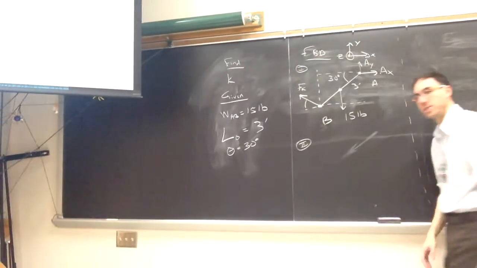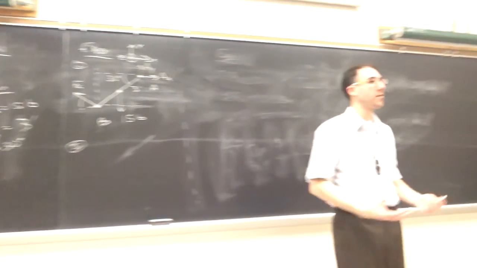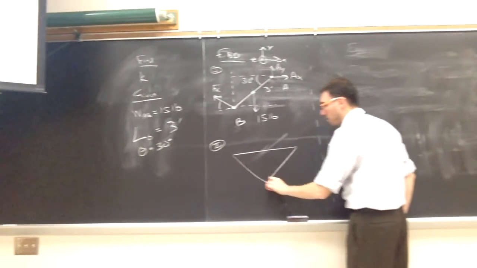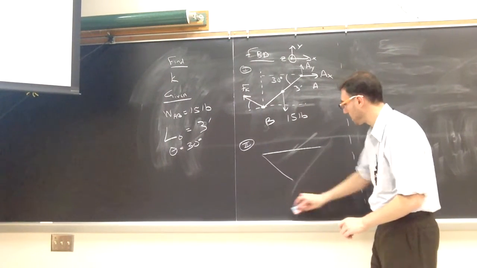In the second one, this is just going to be drawing the geometry. It's not a free body diagram, but I want to draw what this triangle looks like. And it's not meant to look isosceles.